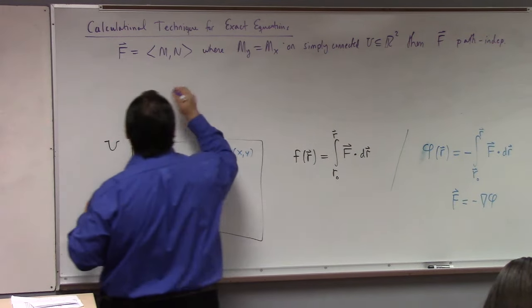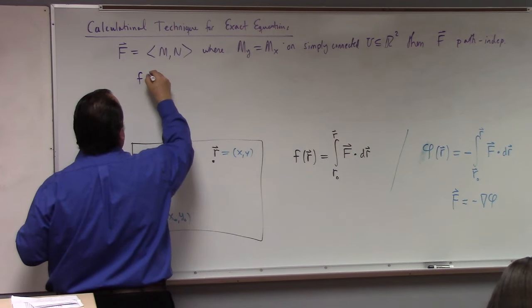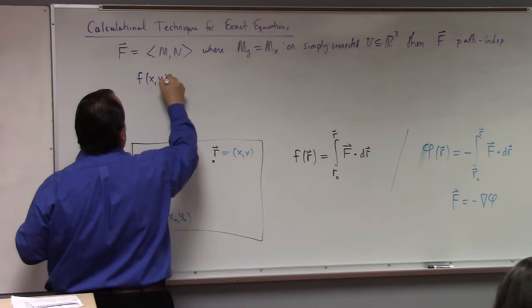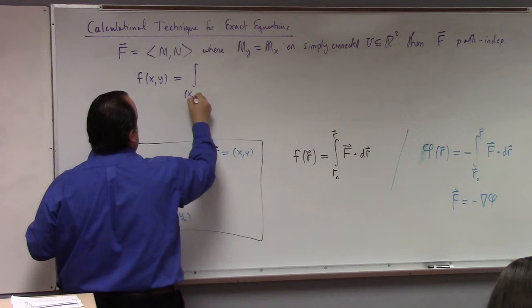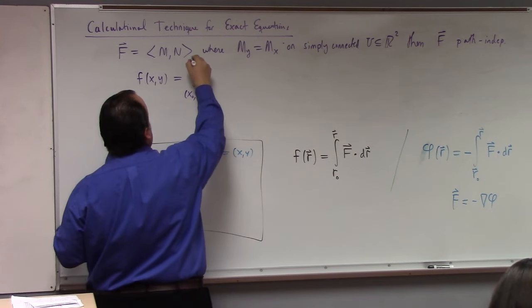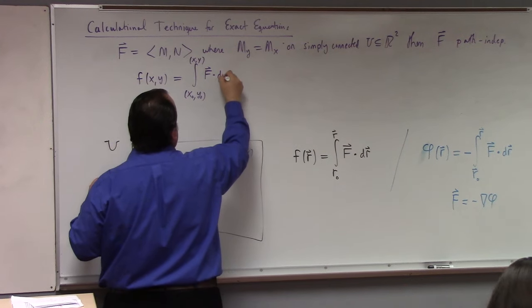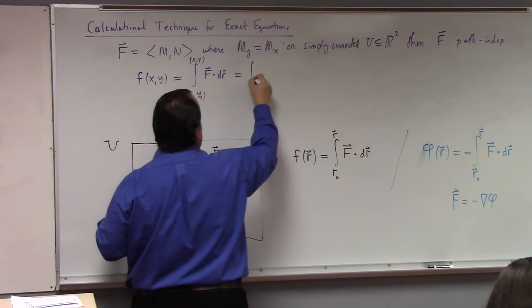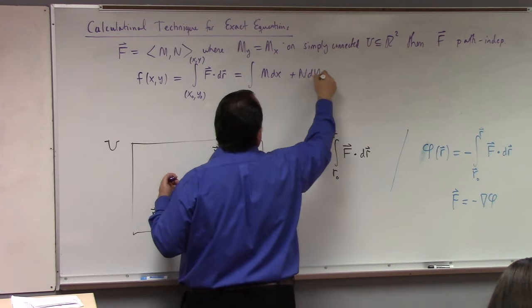And specifically, we can define little f of x comma y as equal to the integral from x naught, y naught to x comma y of F dot dr, which is M dx plus N dy.